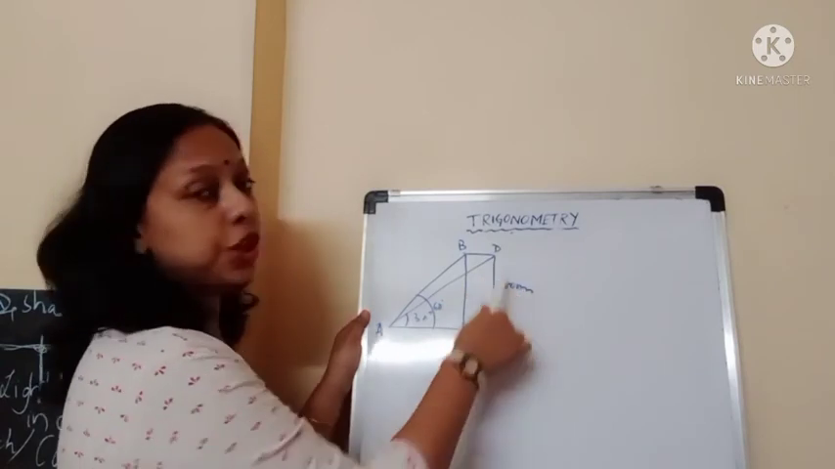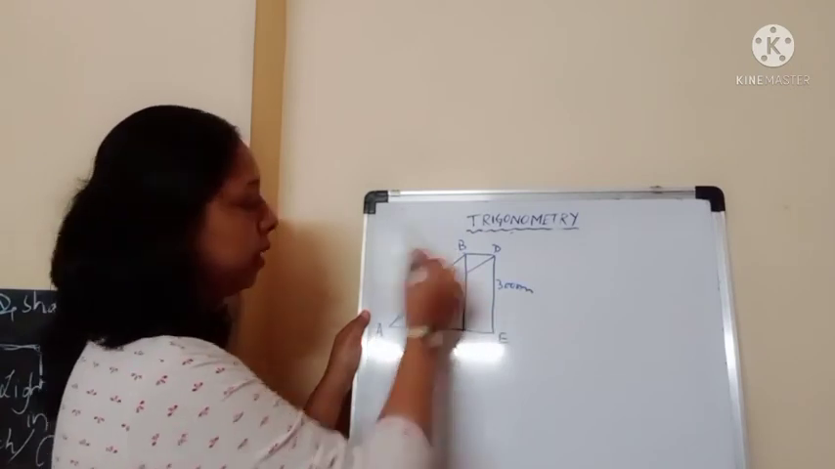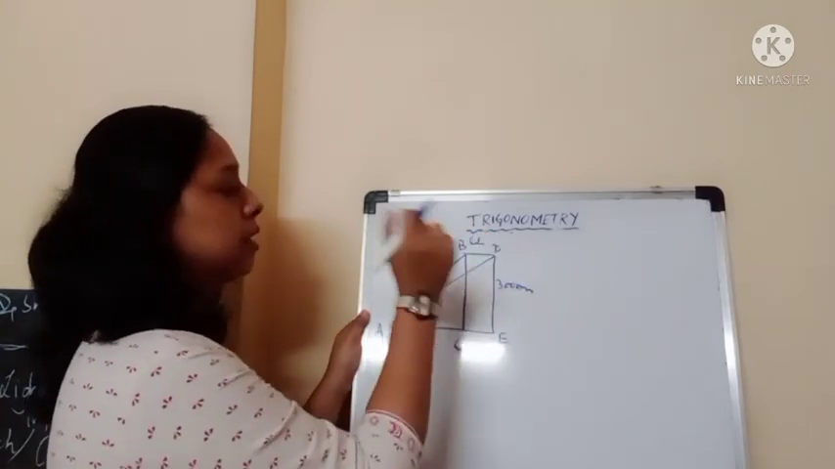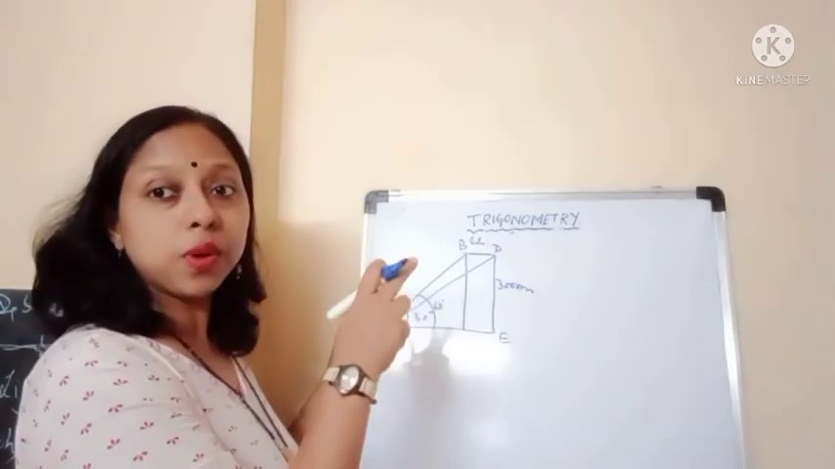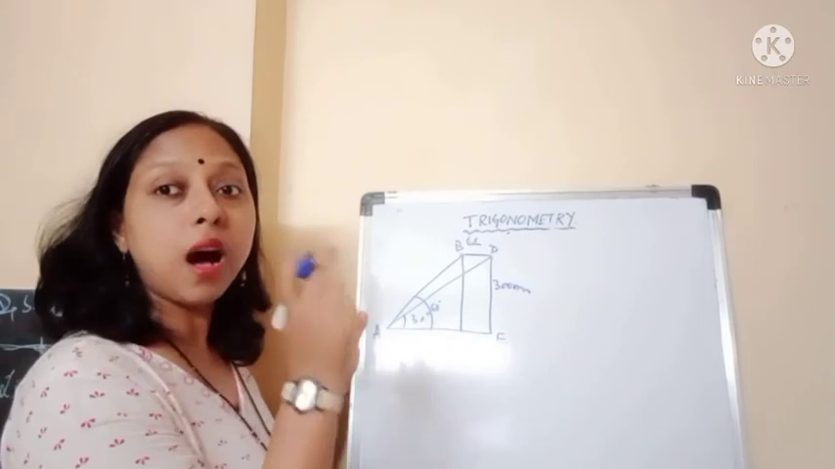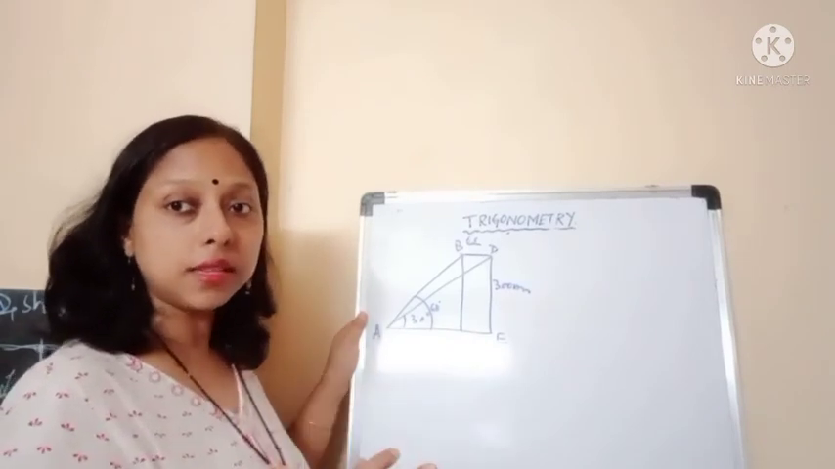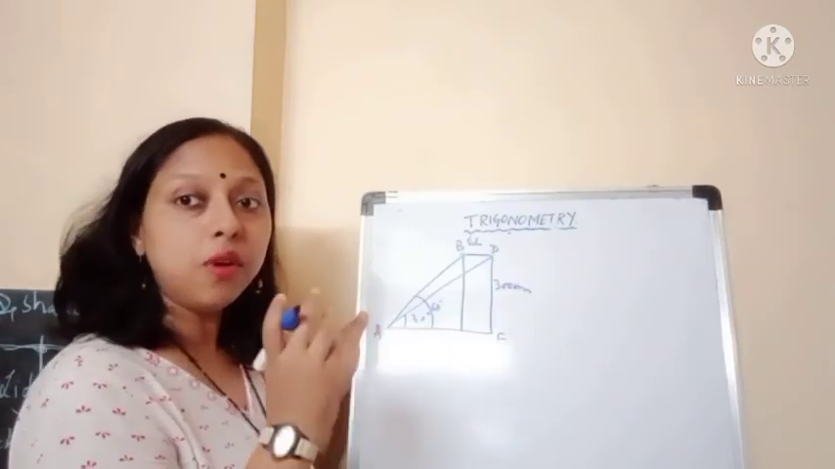So the initial position was D and the final position of the plane is B. It took 6 seconds to fly this distance. We have to find the speed. To find the speed of the plane, what do we have to find? We have to find how much distance the plane has traveled in 6 seconds. So for that we have to find BD. We have to find the value of BD.